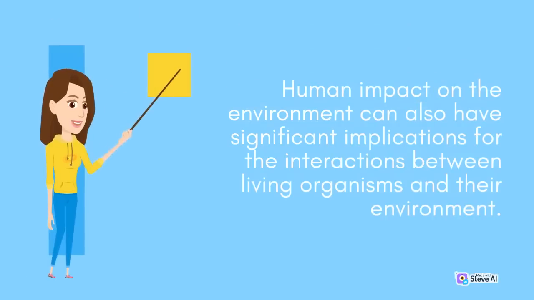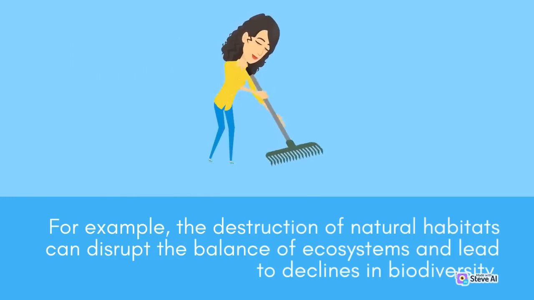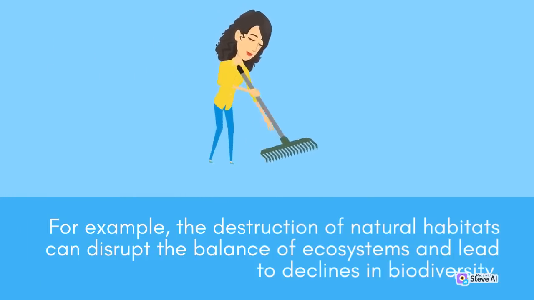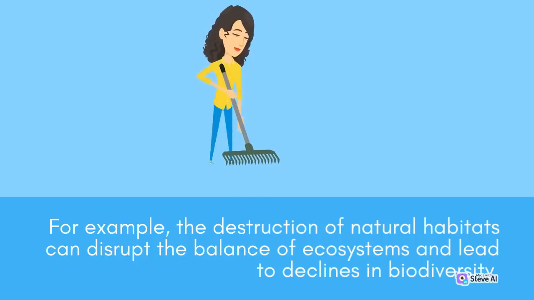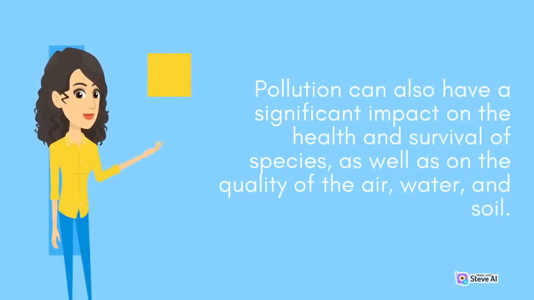Human impact on the environment can also have significant implications for the interactions between living organisms and their environment. For example, the destruction of natural habitats can disrupt the balance of ecosystems and lead to declines in biodiversity. Pollution can also have a significant impact on the health and survival of species, as well as on the quality of the air, water, and soil.